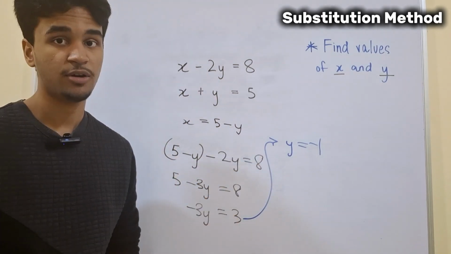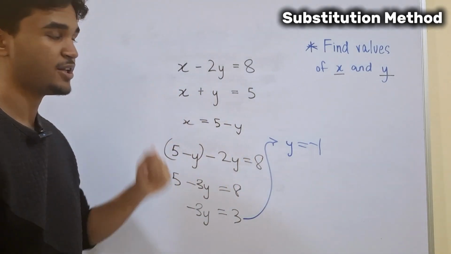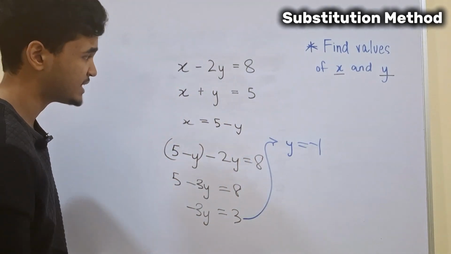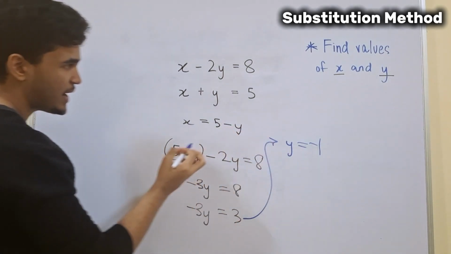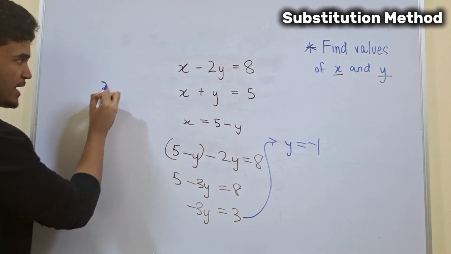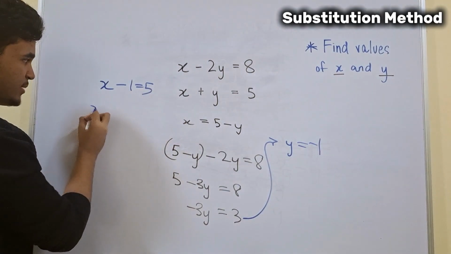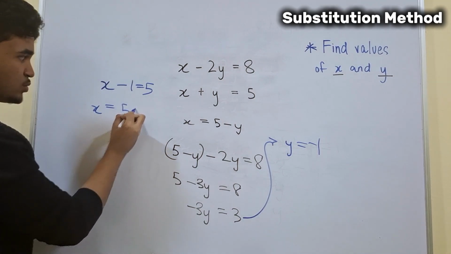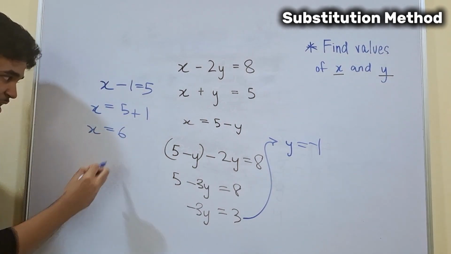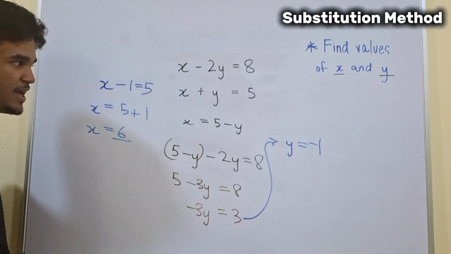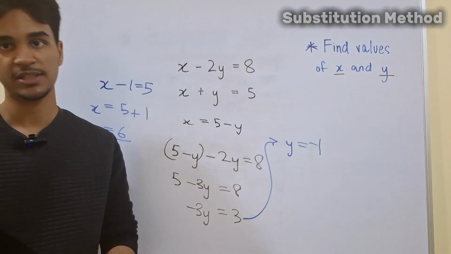Now, since we have the value of y, you can substitute this answer into either one of these equations and then find your x. So let's once again take the simpler equation and then solve for x. So y is -1, right? So that means x minus 1 equals 5. So that means x equals 5 plus 1, which means x is 6. So that means your x is equal to 6 and your y is equal to -1. That is how you use the substitution method.